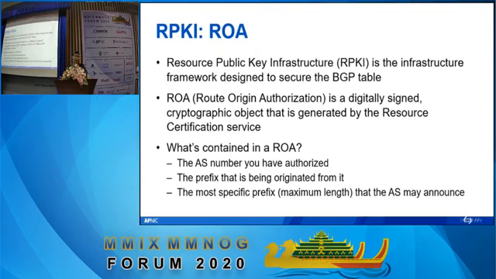So for example, if you have a /22, you can put the max length as a /24, which means you're allowing the AS numbers to announce your IP prefix of a /22 down to a /24 level. So you can have four /24s within a /22. You're allowing the AS numbers to announce down to a /24 level. So that is what the max length actually means.